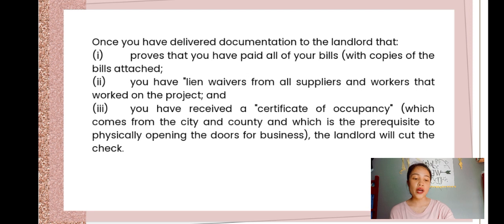So next is you have the lien waivers from all suppliers and workers that worked on the project. And third, you have received a certificate of occupancy, which comes from the city and county, and which is the prerequisite to physically opening the doors for business. So the landlord will cut the check.